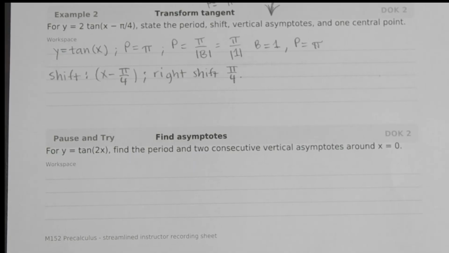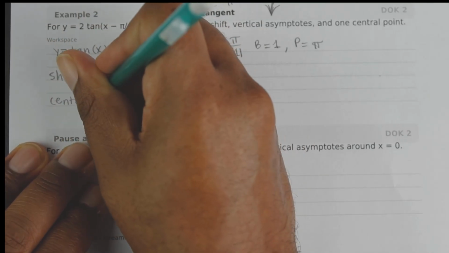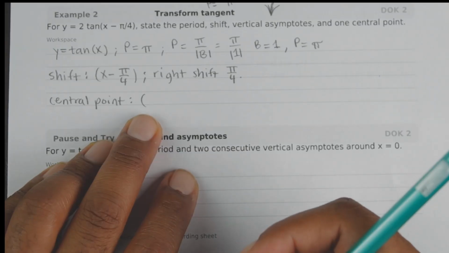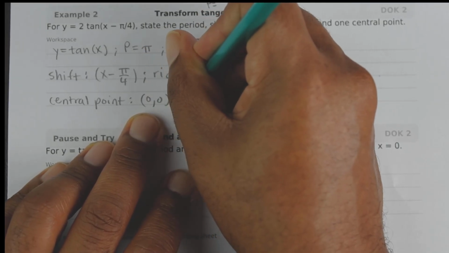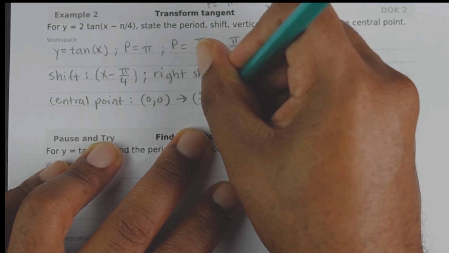The central point for the parent of a tangent is where it crosses 0, as we looked at in the last problem. So that's 0, 0. After shifting to the right by a fourth of pi, it's going to be the new central point. So remember it's 0, 0. Now the new central point, after it takes on that shift, is going to be pi over 4, comma, 0.